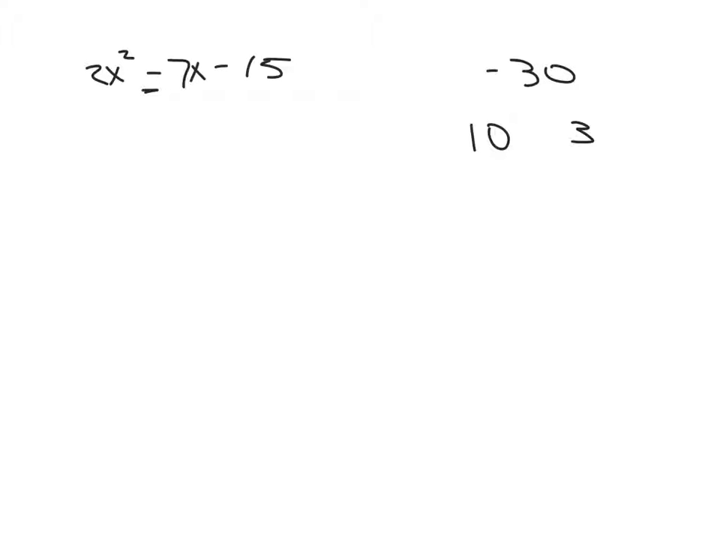Well, the negative sign there means the negative goes on the biggest number, and I put a positive there because I want to be able to multiply these together and get a negative 30. So one of them has to be negative and one of them has to be positive. Alright, so those are my two numbers.